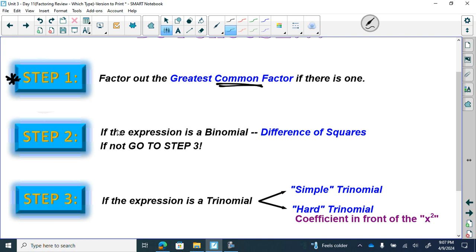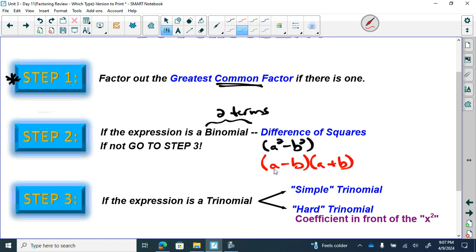If it doesn't have a common factor, step 2 is asking if the expression is a binomial. Binomial means 2 terms. Then try to do the difference of squares. A difference of squares looks like this: a squared minus b squared factors into a minus b times a plus b.